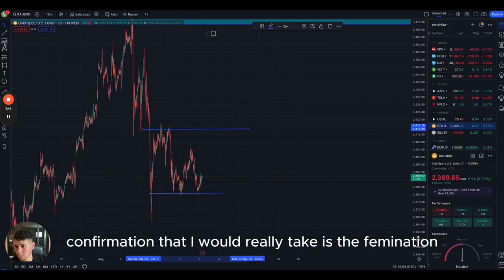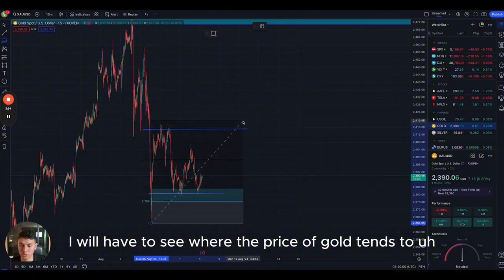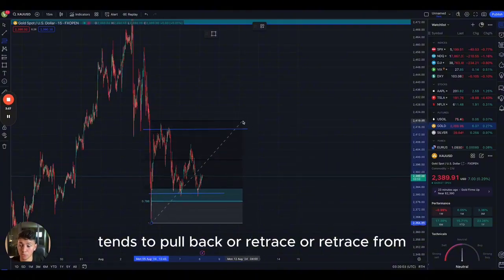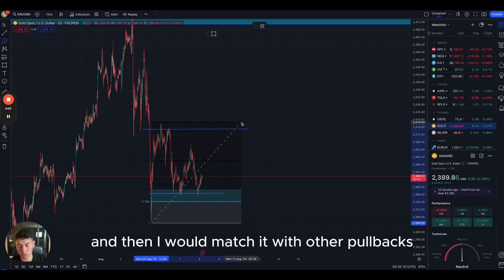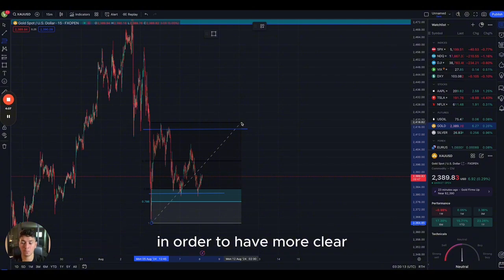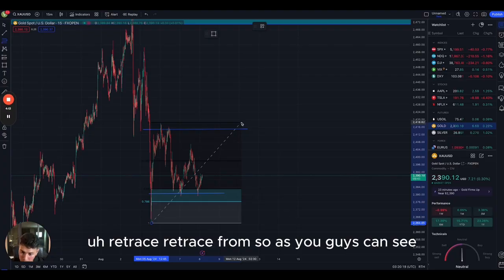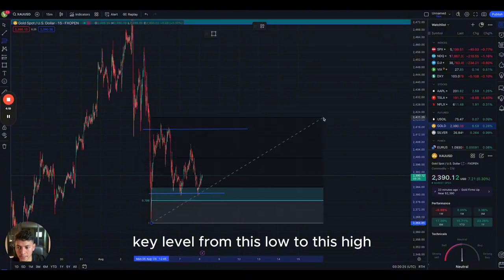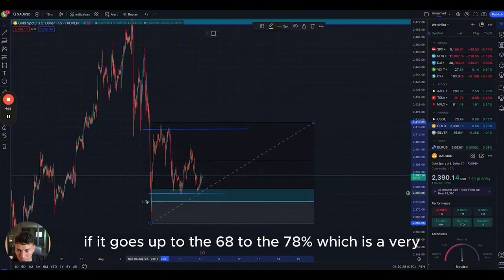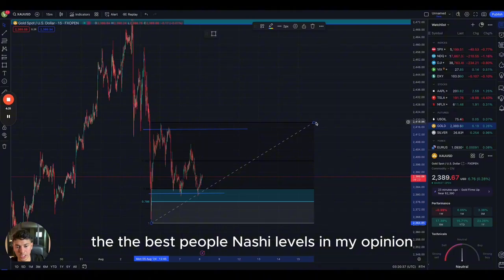Another confirmation that I would really take is the Fibonacci key levels. I would have to see where the price of gold tends to pull back or retrace from, and then I would take that percentage of the Fibonacci and match it with other pullbacks in order to have a clearer understanding of where the price tends to retrace from. As you guys can see, I would draw my Fibonacci key levels from this low to this high, and I would have it right here. If it goes up to the 68 to the 78%, which is a very clear sign that the price is doing a full retracement to the Fibonacci, the best Fibonacci key levels in my opinion.